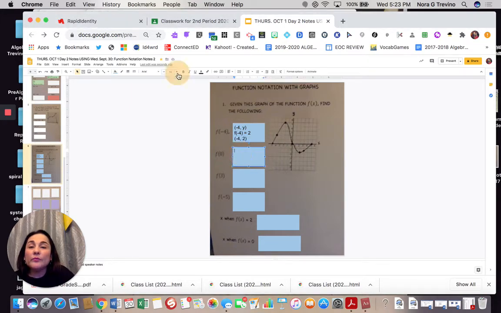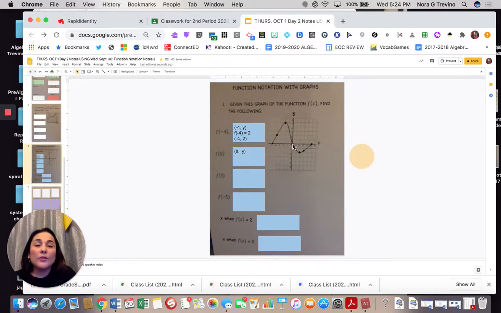f of 0. Again, there is an ordered pair in your graph that has a 0 on the x, and you're looking for the y. Well, let's see. If I go to 0, oh, there's a dot there. x is 0 right now. Well, what's the y value there if you're landing on the origin? It's also 0. So I can write f of 0 equals 0. My ordered pair was 0, 0.